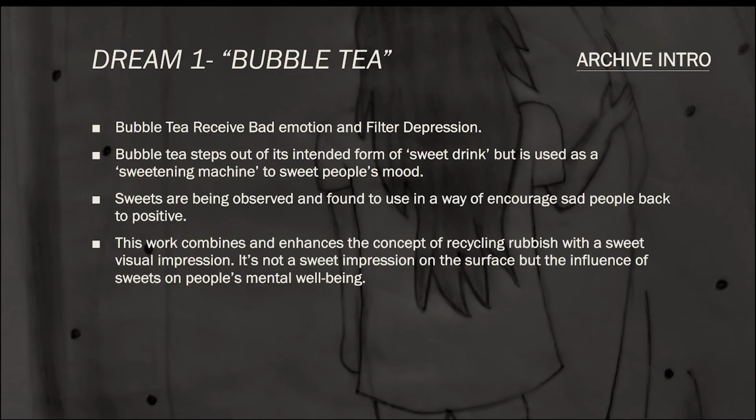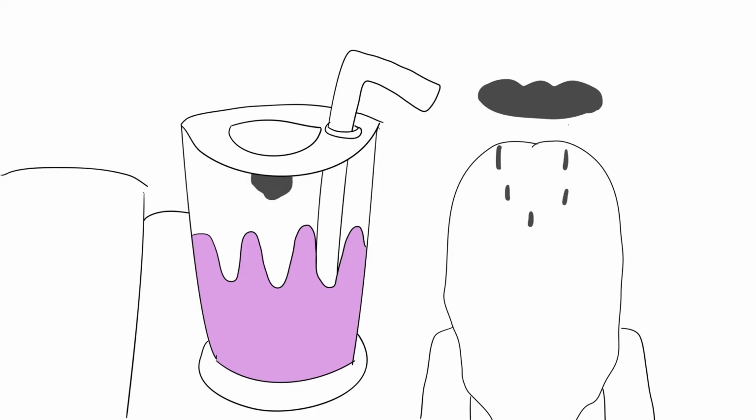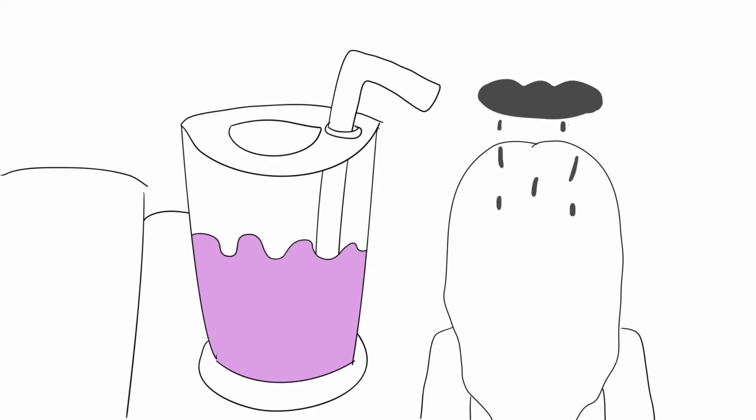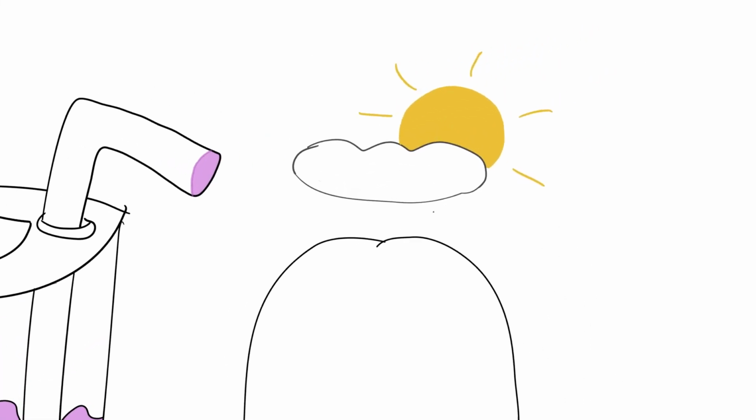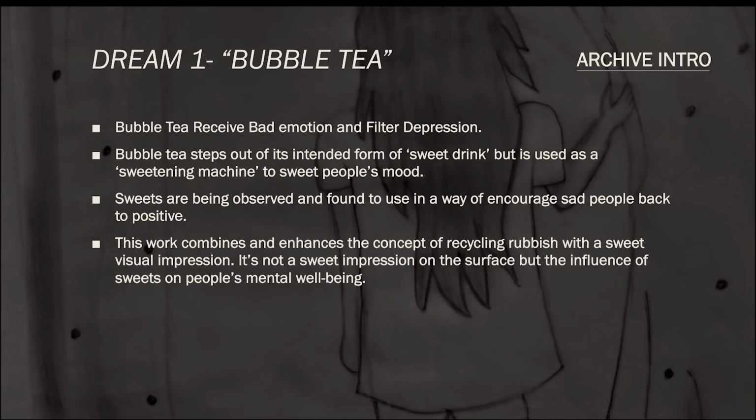Returning to the archive dreams, in the dream, bubble tea is no longer a cup of drink, but a recycle bin to filter the girl's distress. It receives the bad emotion, consolidates it, and pours sweet water onto the depressed girl. This dream enhances the concept of recycling rubbish with a sweet visual impression. It's not a sweet impression on the surface, but the influence of sweets on people's mental well-being.